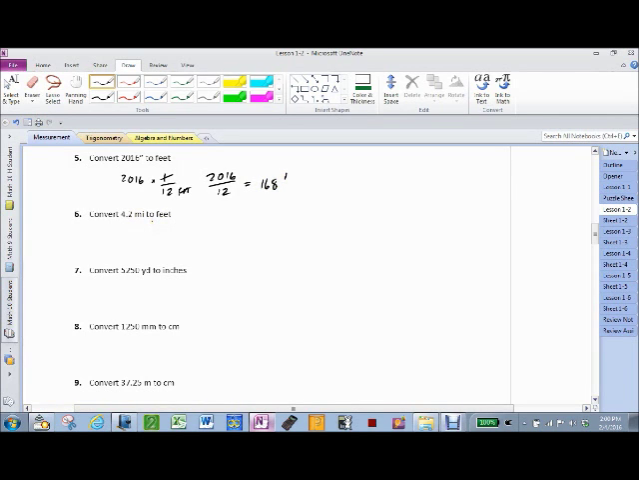4.2 miles to feet. 4.2 times, I want feet. I go to my list. I see it's 5,280 over 1 mile. Miles cancel. 4.2 times 5,280. So it's going to be like, what, 20,000 something. What is it? 22,176. Okay.